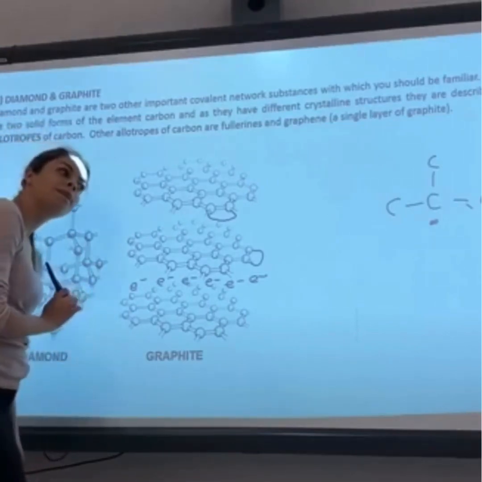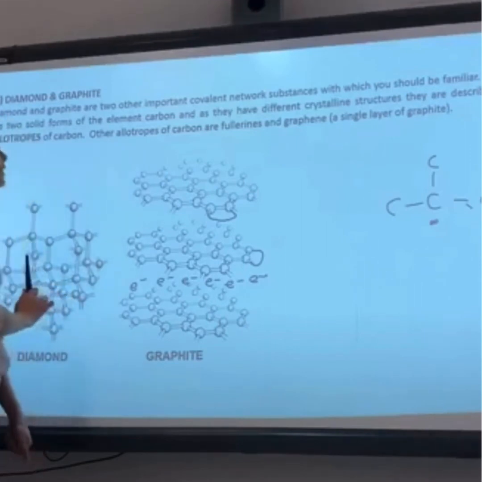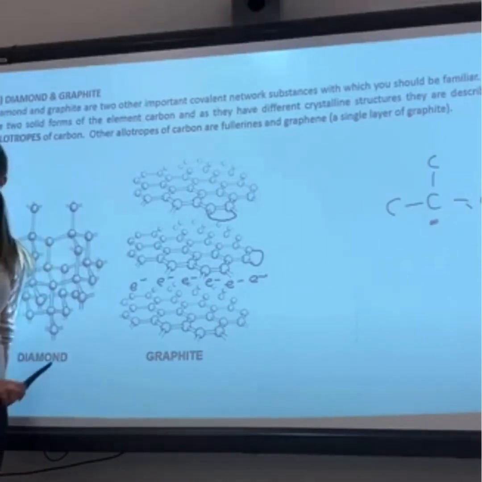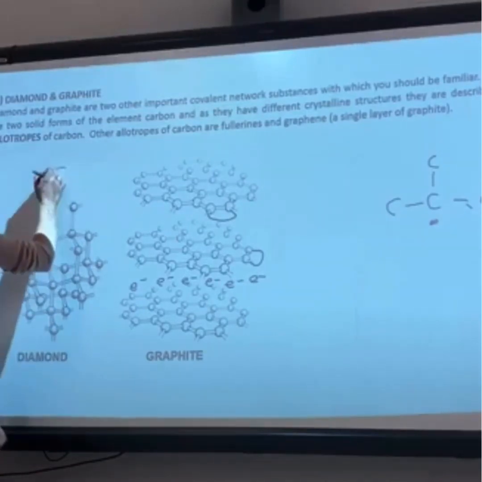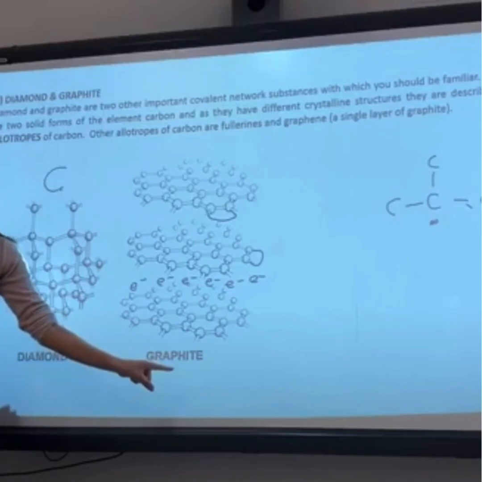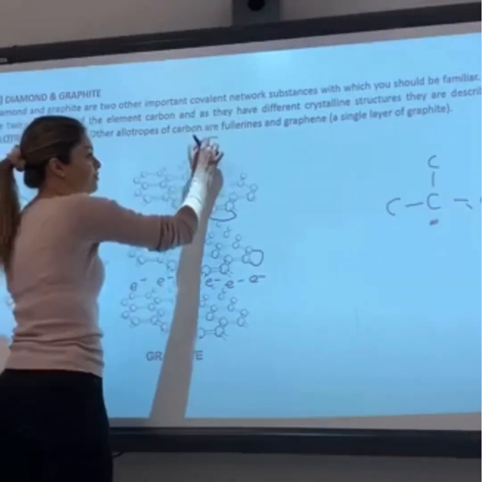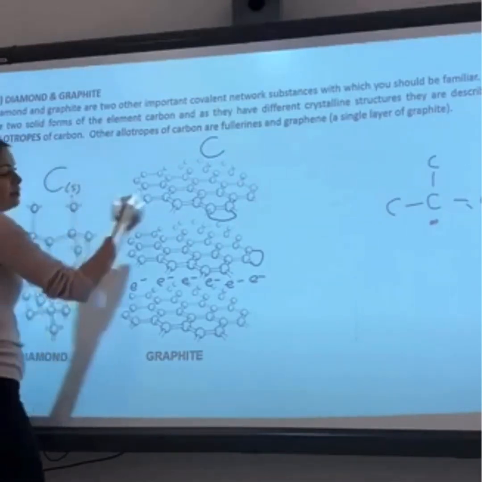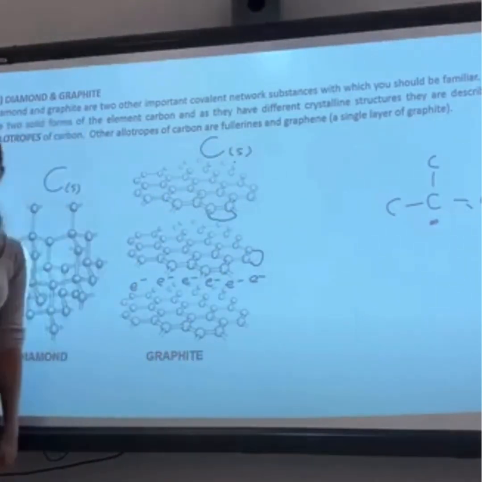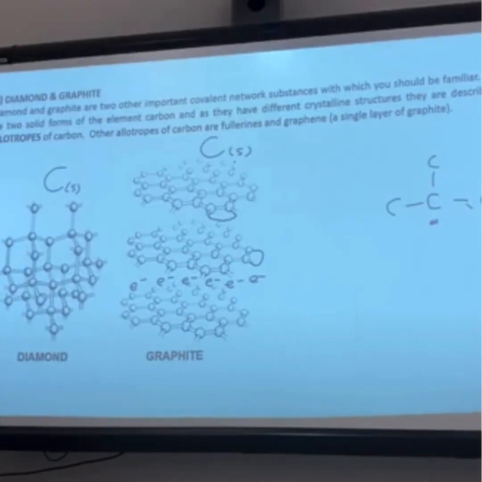Okay. Now guess what the chemical symbol for carbon is? Guess what the chemical symbol for diamond is? C. What about for graphite? No numbers. They're both just C. Solid, if you like. We could annotate. We like annotating.